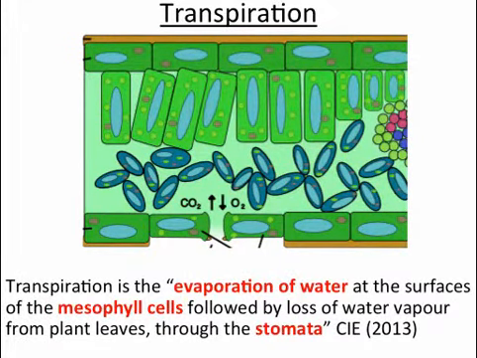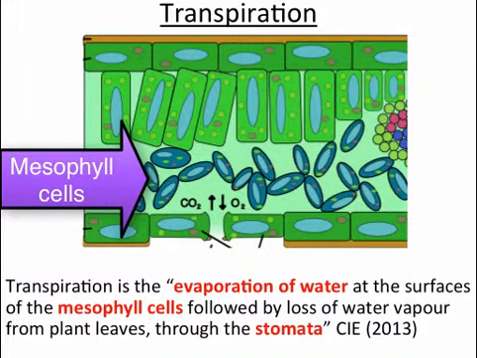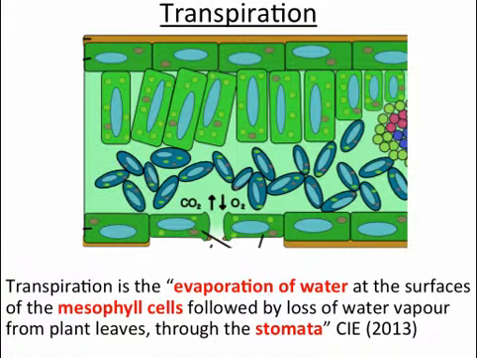Transpiration, very simply, is when the water evaporates and leaves the plant through the stomata. The technical definition from Cambridge is the evaporation of water at surfaces of the mesophyll cells, followed by loss of water vapour from plant leaves through the stomata.